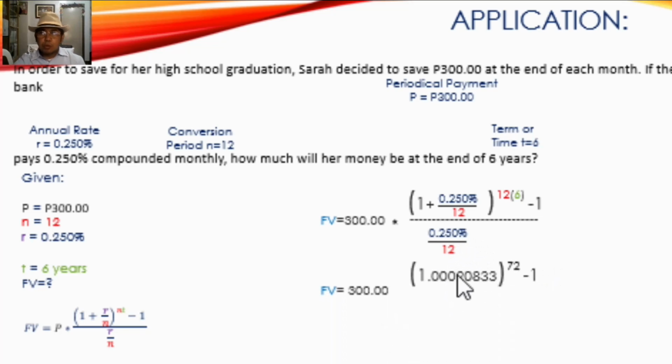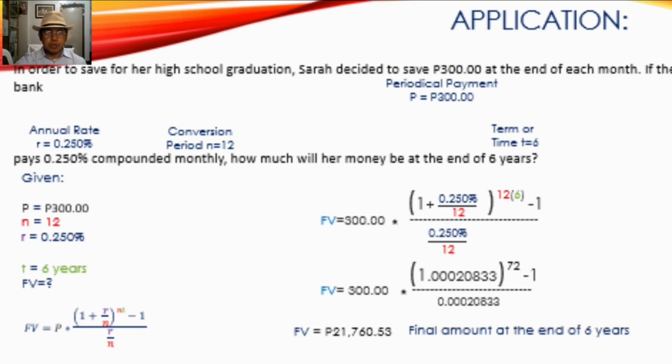Let's continue. 300 pesos multiplied by the result of this one. So the result of 0.25% divided by 12 is we have in here. And what about this one? 12 multiplied by 6, 72, minus 1. And divided by the result of this one, which is 0.000203. Let's continue. The final amount is 21,760 pesos and 53 centavos, which is the final amount at the end of 6 years.